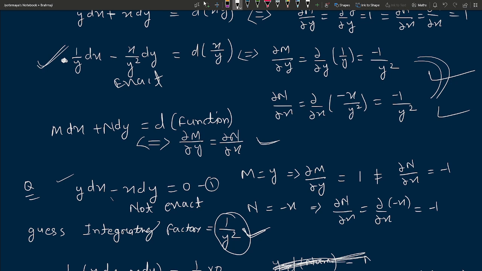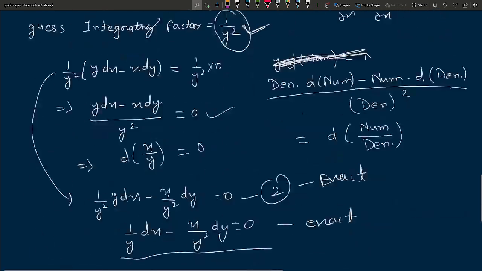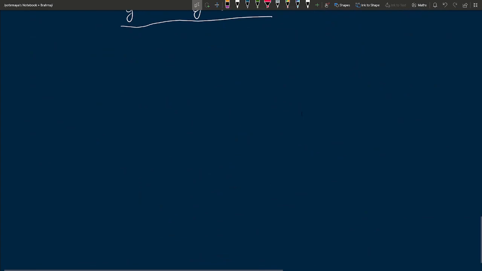Such types of functions are called integrating factors. Okay, and in this class we shall learn about 5 methods. There are 5 formulas or rules, you can say 5 basic rules, to find out integrating factors. So rule number 1, write: methods to find integrating factor.